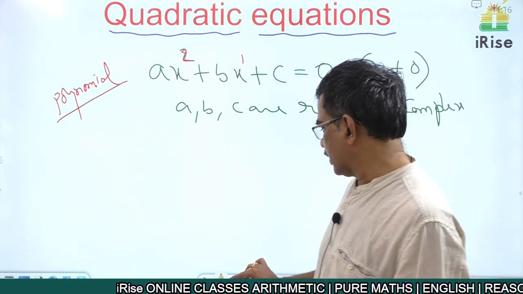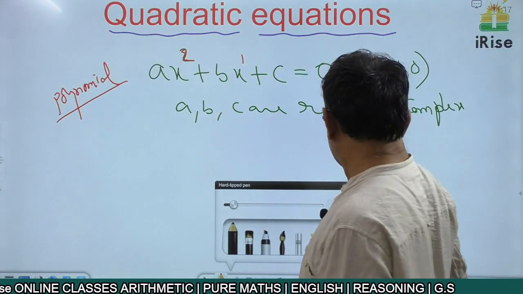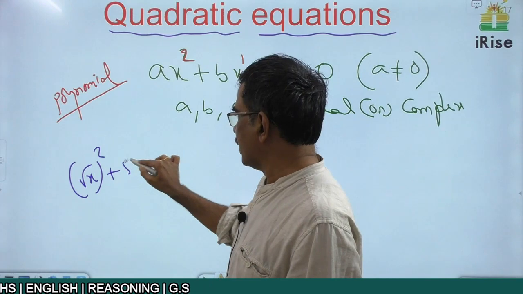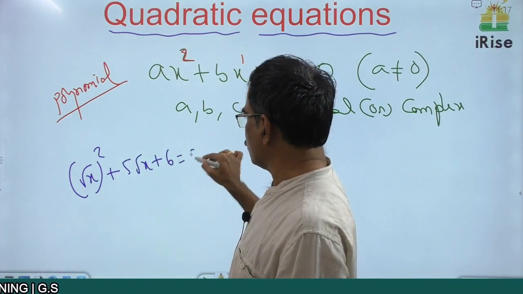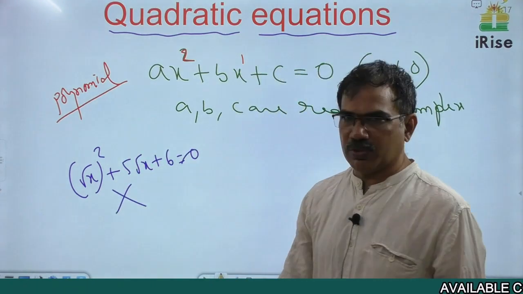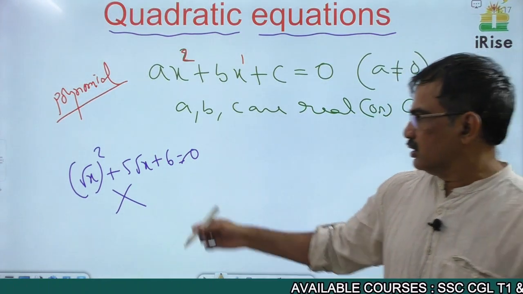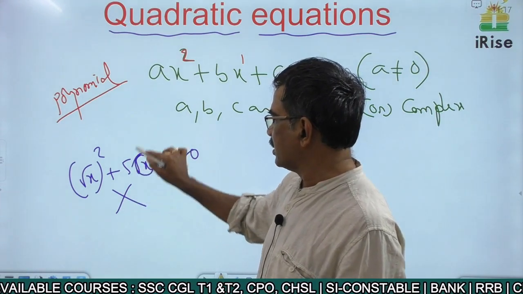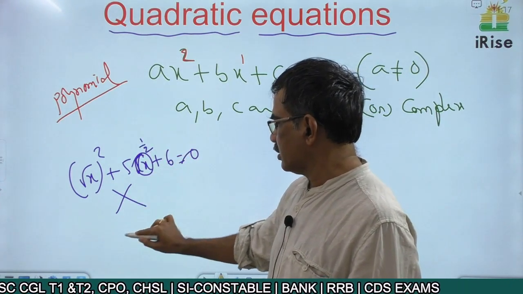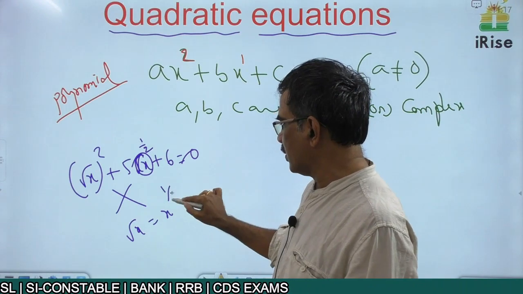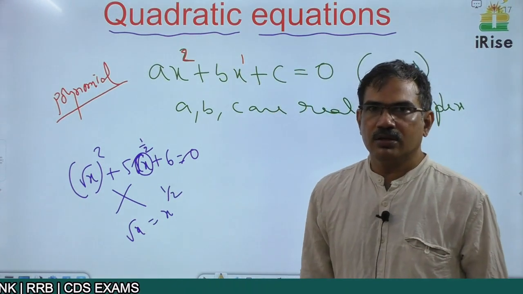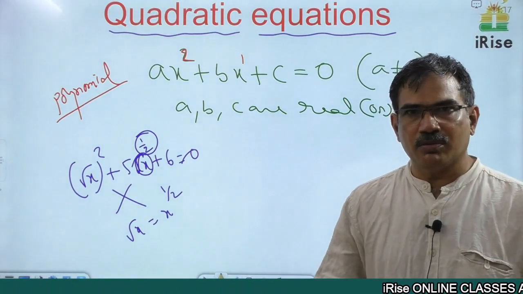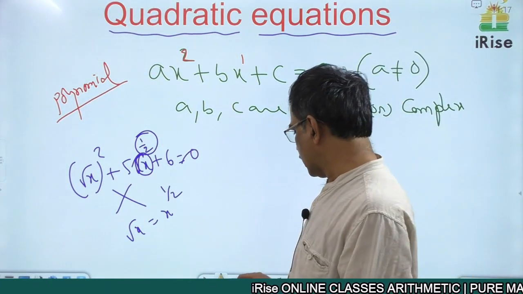For example, I want to write an equation like this: root x whole square plus 5 root x plus 6 is equal to 0. This is not a quadratic equation. Here the power of x is nothing but 1 by 2. Root x can be written as x power 1 by 2. So this is a radical, therefore it is not a polynomial equation, therefore it is not a quadratic equation.